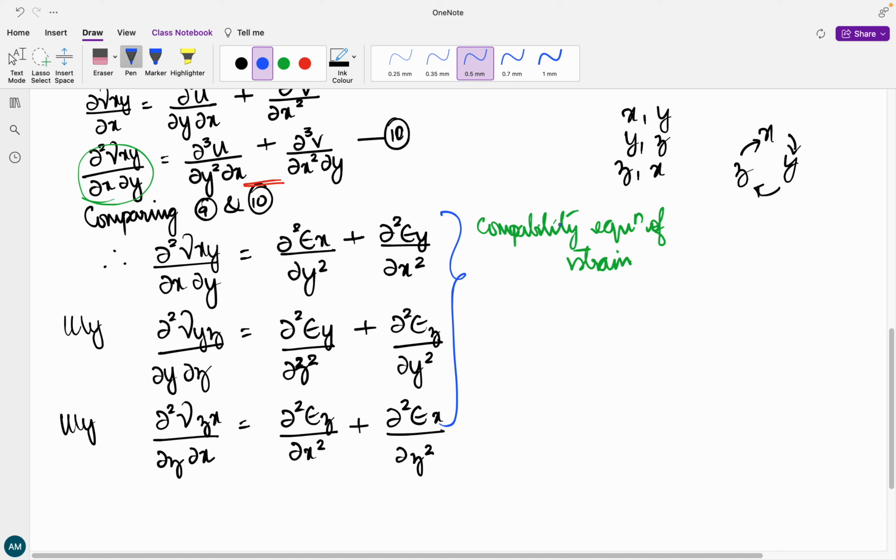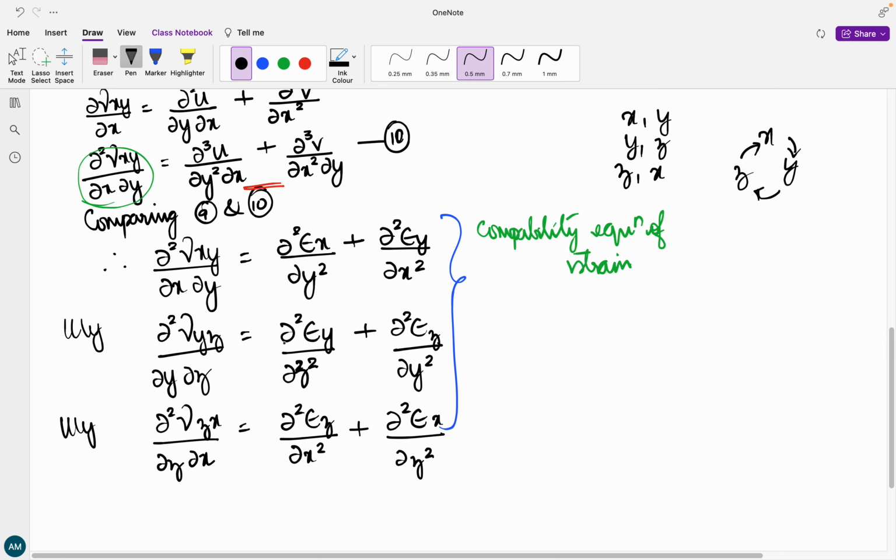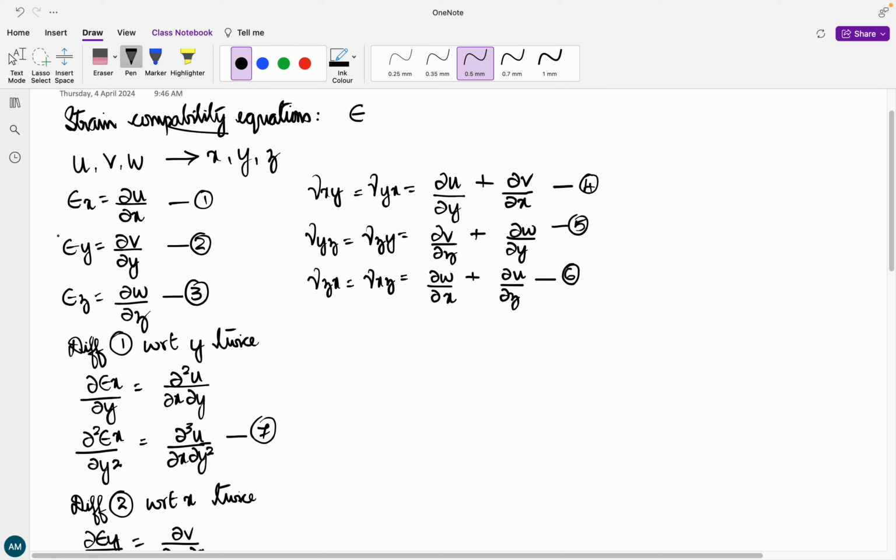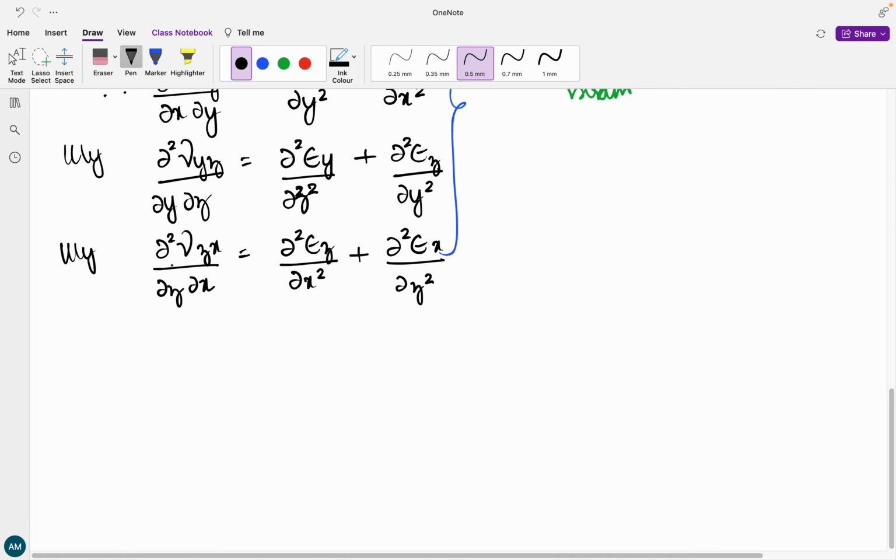This is only the first part. You have three more equations. Totally, we have 6 compatibility equations of strain. Now we have arrived at first three. So to arrive at the next three, first I am going to consider the first equation again, that is εx is equal to ∂u by ∂x. Now I'll be differentiating this with y and z.